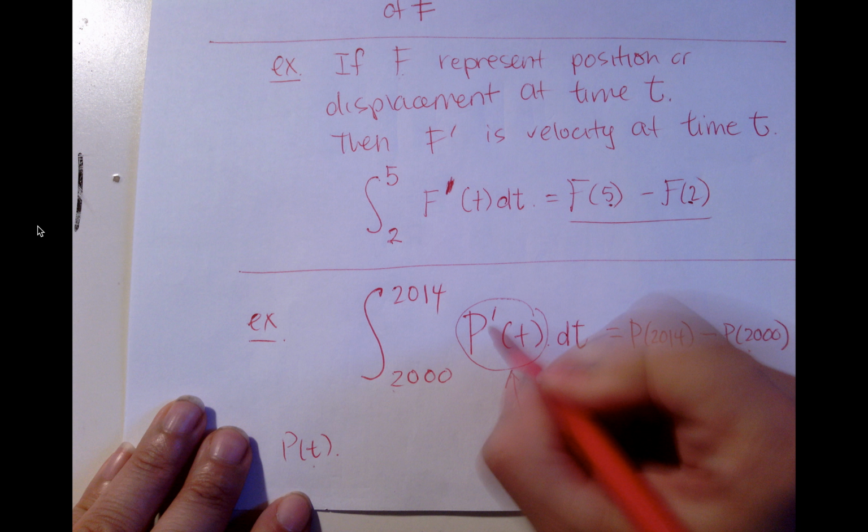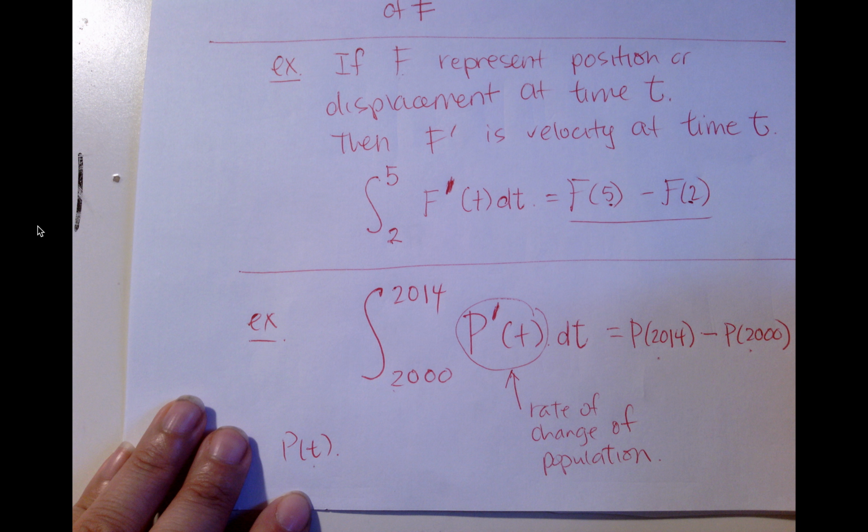So this is just one way to look at the fundamental theorem of calculus part 2. If you compute the definite integral of a rate of change of a certain quantity, then it gives you the net change in that quantity between those two points in time or whatever.